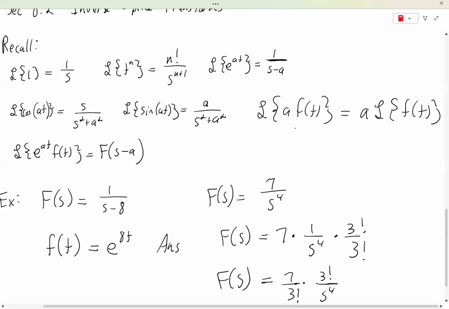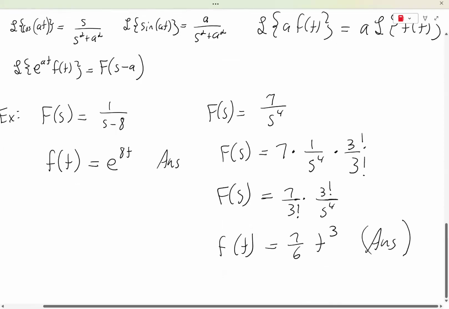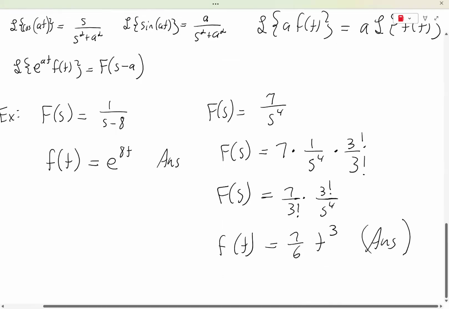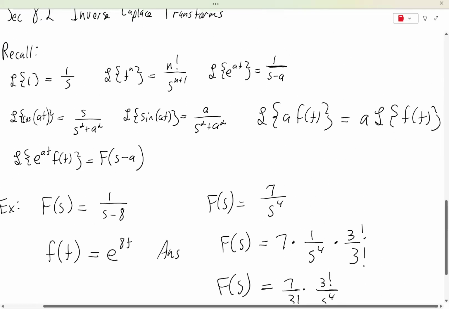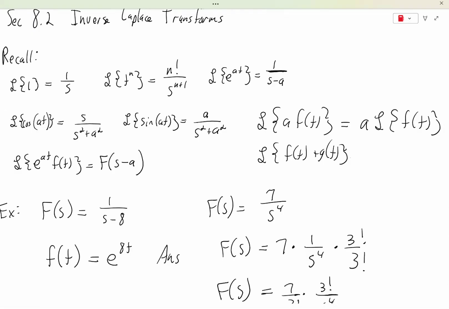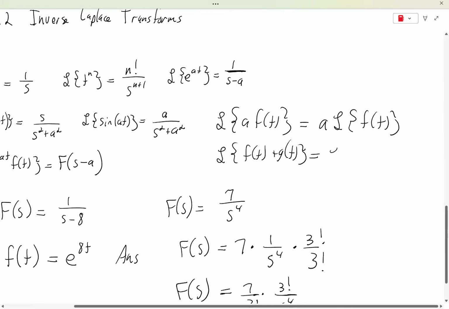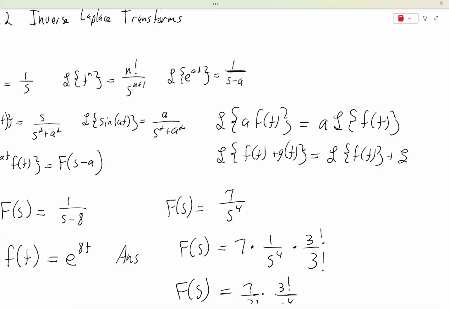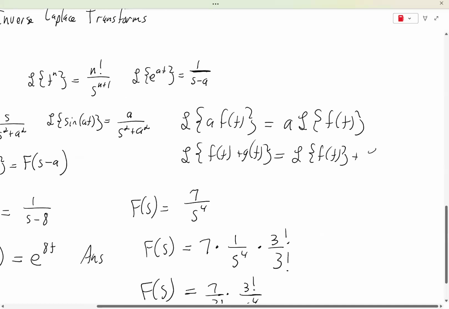So there's also this here, right? If you have a constant times a function, you take the a out. That's kind of what we're doing here. We took this part out in front here. And then also the Laplace of f of t plus g of t, you can do this term by term because it's a linear transformation. Laplace of f of t plus Laplace of g of t.